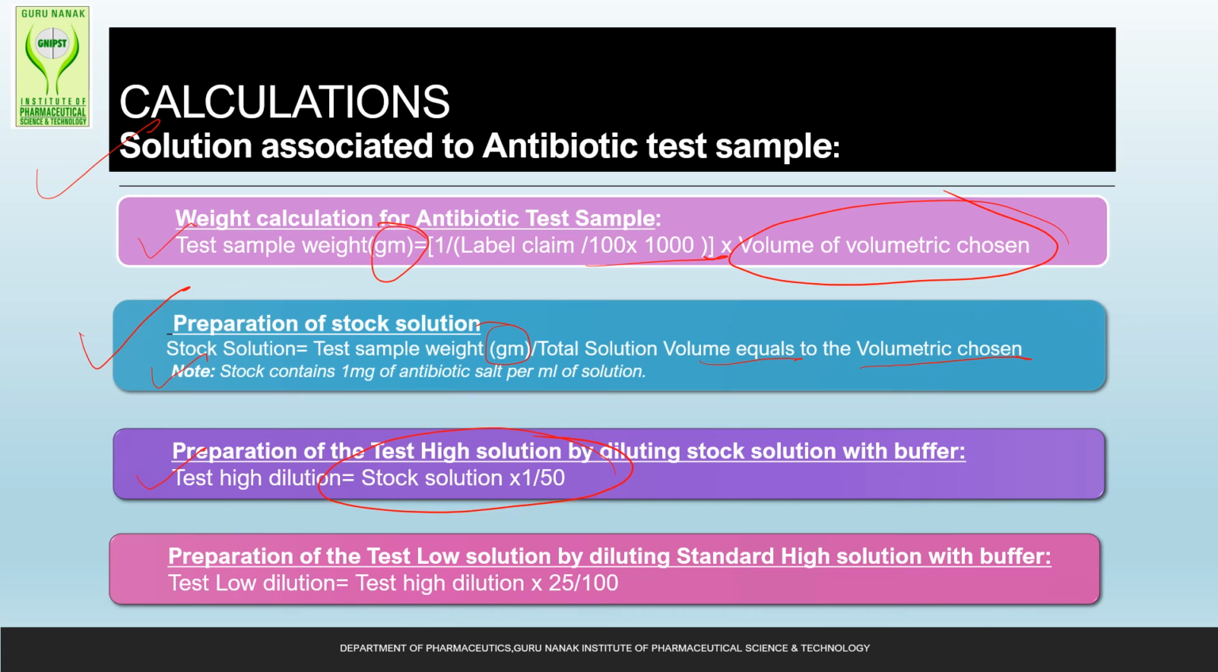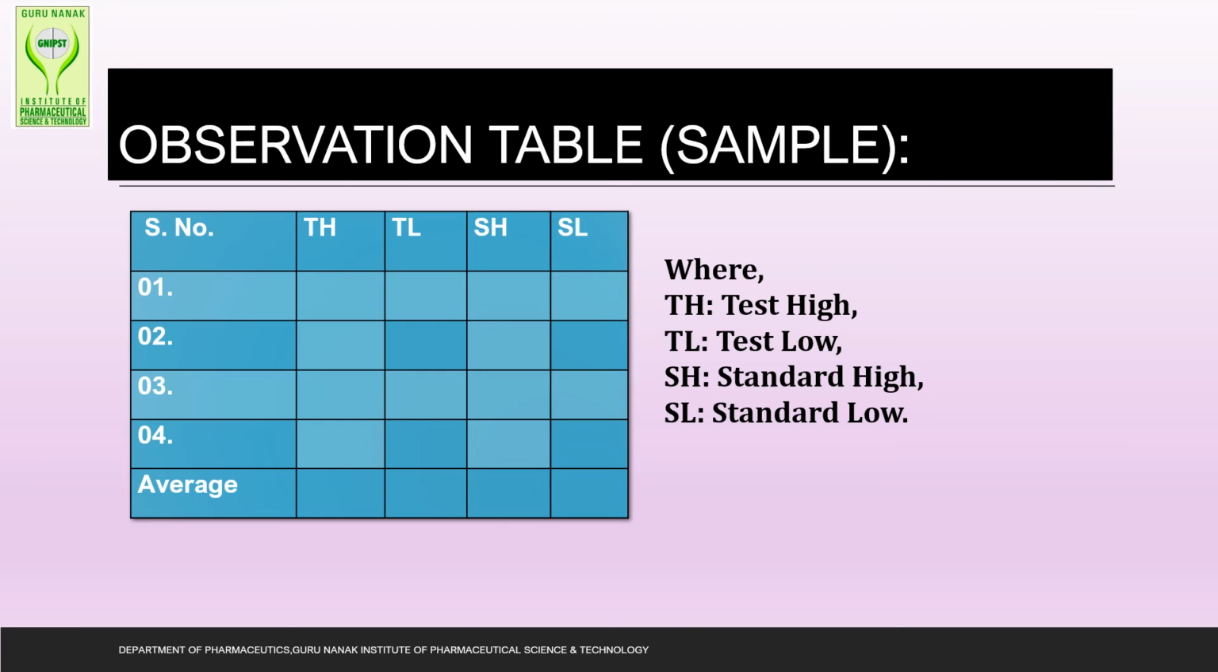And the last thing is the preparation of the test low, that is the TL. This one is the TH. By diluting test high solution with buffer, test low dilution is equal to test high dilution into 25 by 100.